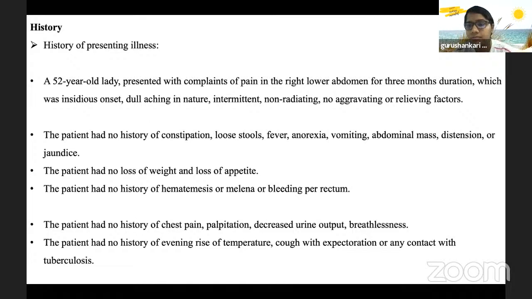Okay. At what time does the patient feel the pain? Is there any association with food intake, early morning, or after stools? No specific association with any of these. Is she able to localize the pain to which area it is, whether it is the lower abdomen or the right side of the abdomen? She is able to localize to the right lower abdomen.